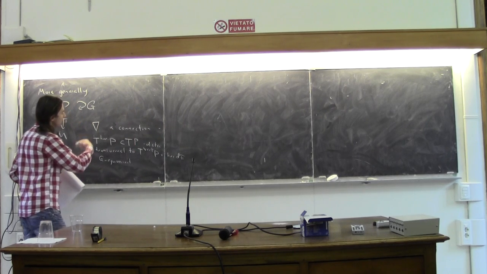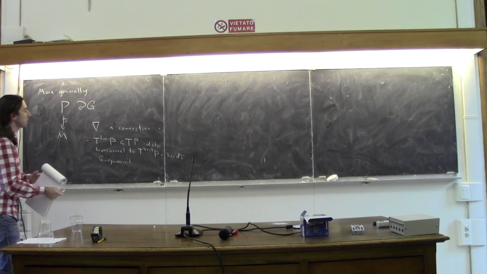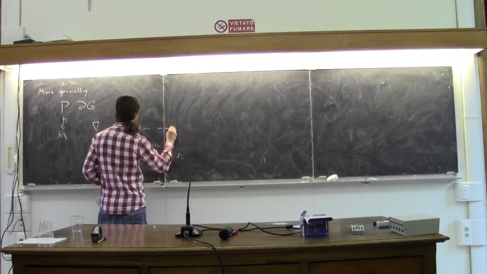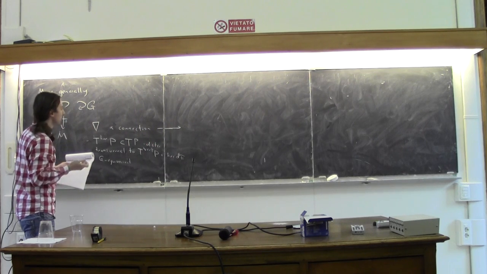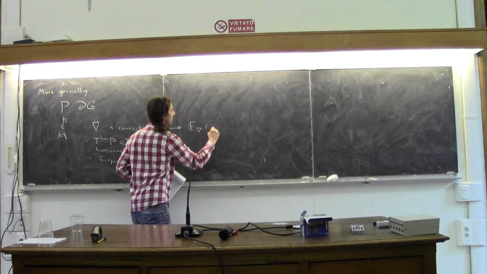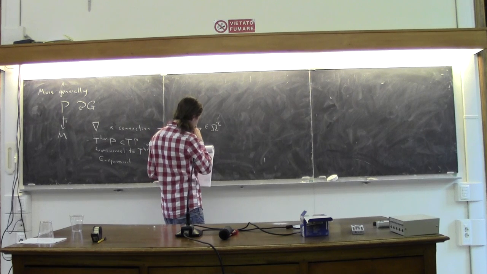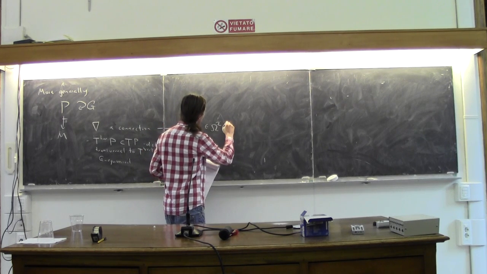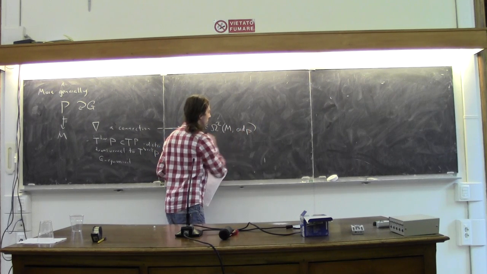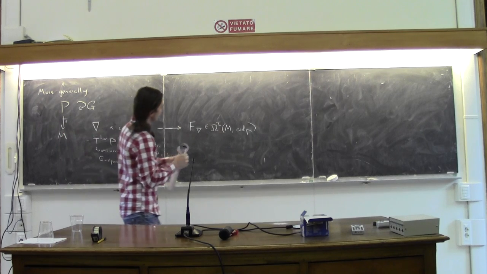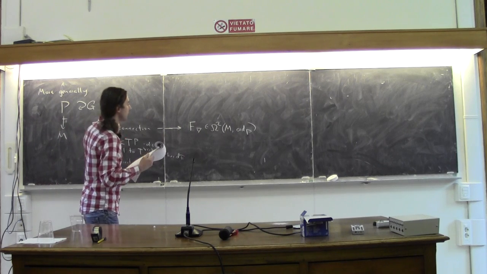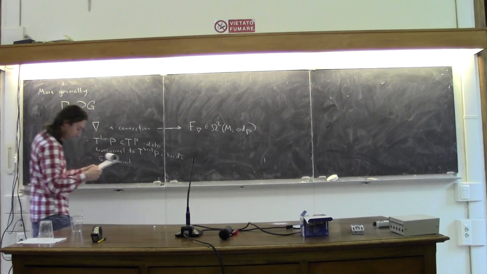There are other definitions, for instance, in terms of a one-form on the total space, but let me just have this one. So a connection has a curvature, which is a two-form on M with values in the adjoint bundle, so this is a vector bundle over M, and locally it is given by the same formula as before.